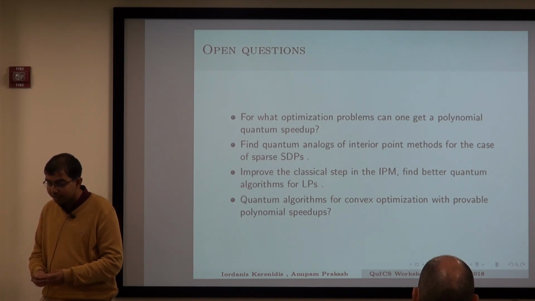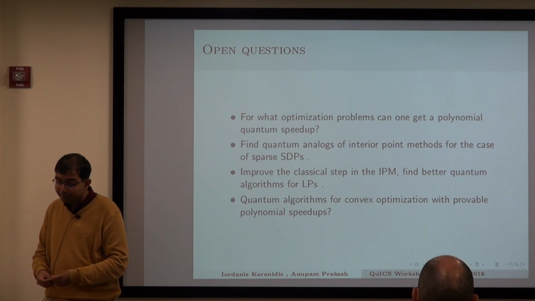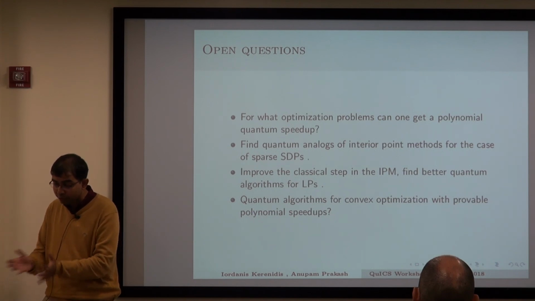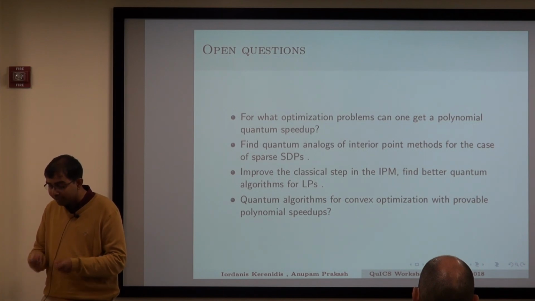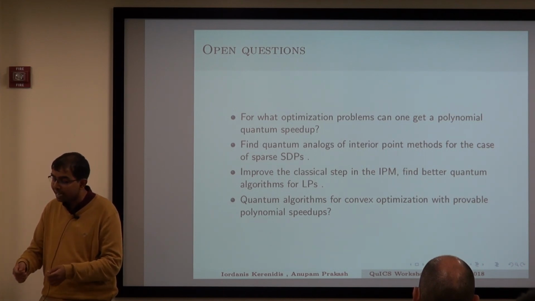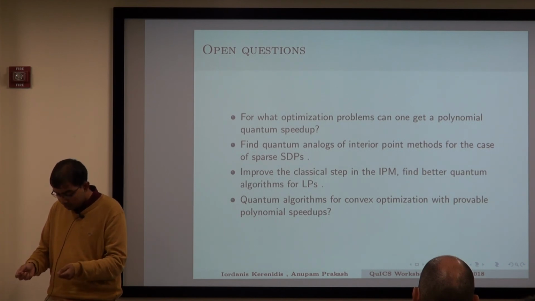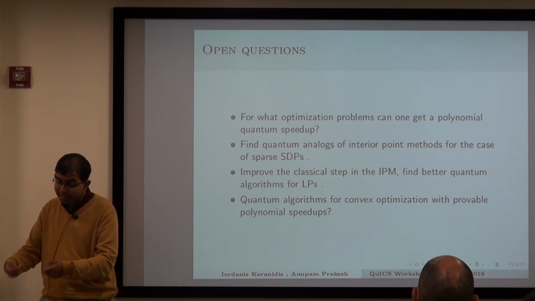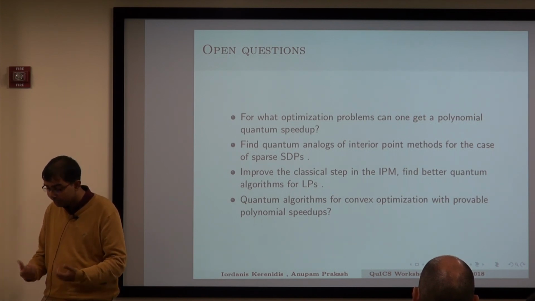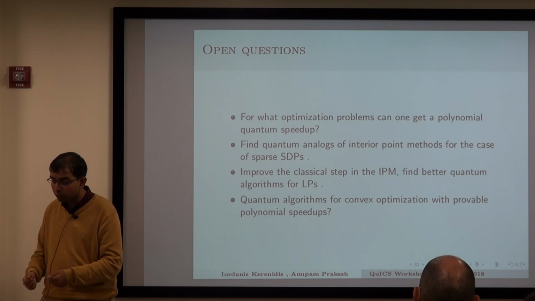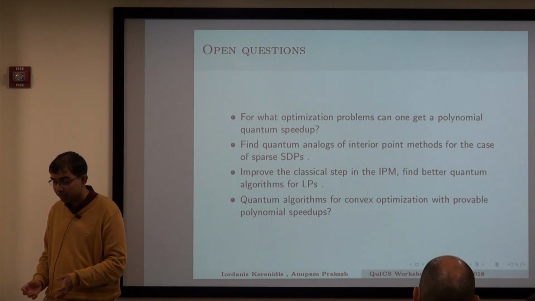A third problem is to find better quantum algorithms for LPs. Classically, one gets better algorithms for LPs by doing efficient maintenance of inverses, so maybe something similar can be done in the quantum setting. There's also a classical step in the interior point method: we are computing Y inverse classically because we needed to construct the block encoding for M2. It would be good if this could also be done quantumly. And of course, there's a question of finding quantum algorithms for convex optimization with provable speedups, maybe for problems more general than the SDPs.